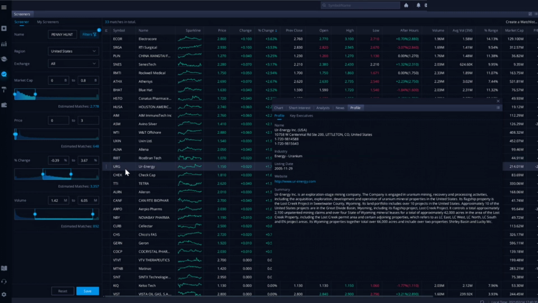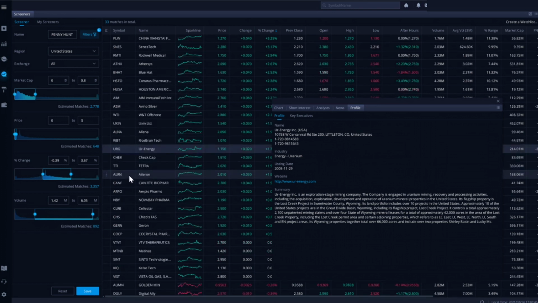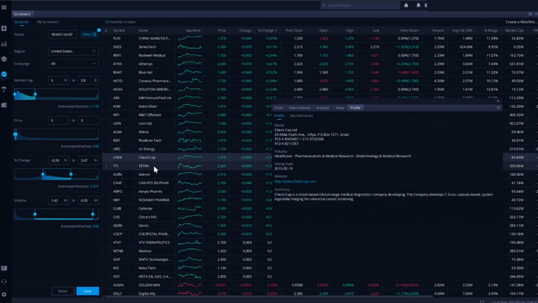Energy exploration stage mining company. The company is engaged in uranium mining. That's the kind of thing. You know, how many uranium mines are there in the world? That's something I'll Google later. Can't be that many. CheckCap, Israel-based clinical stage medical diagnostic company. Developing... That doesn't read very well. Ingestible imaging for colorectal cancer screening. Ooh.